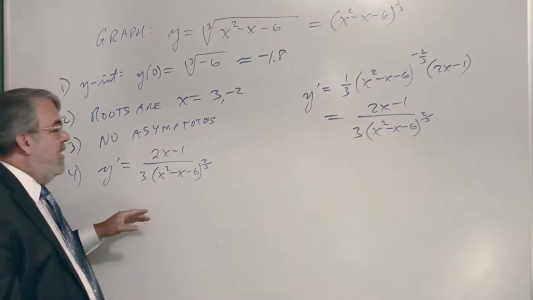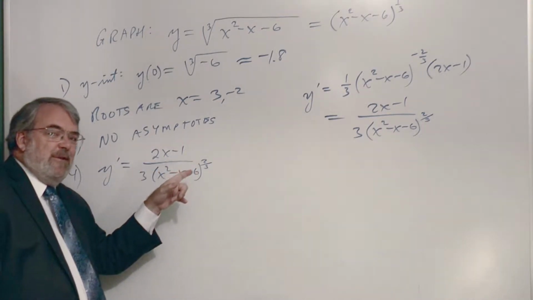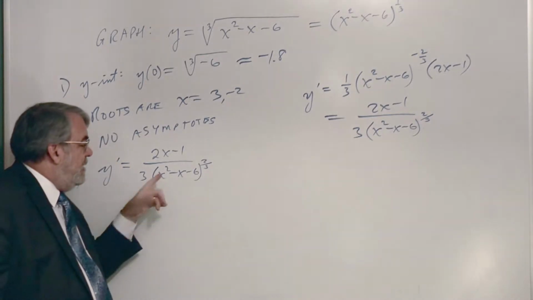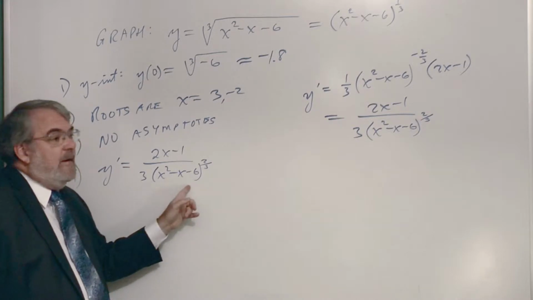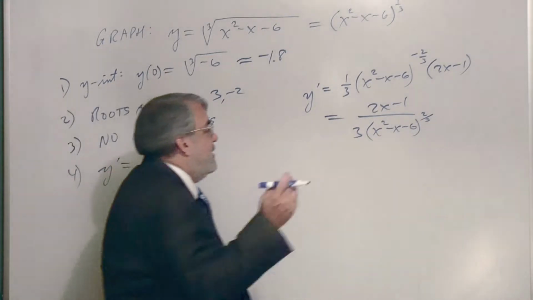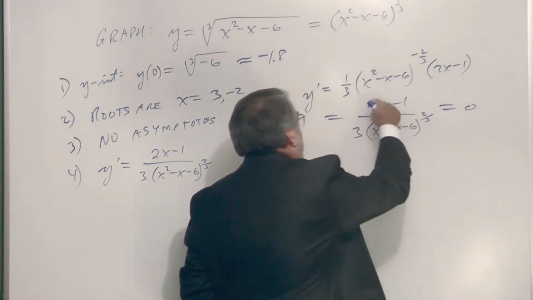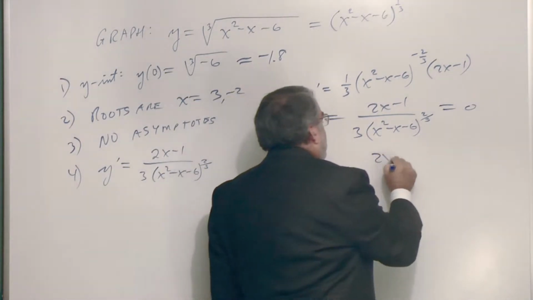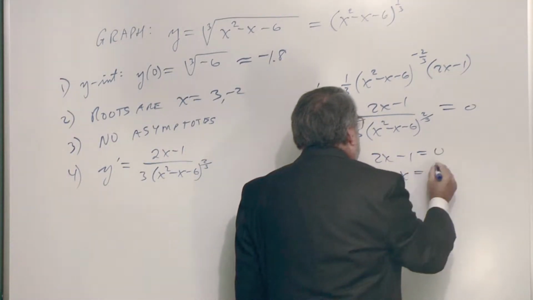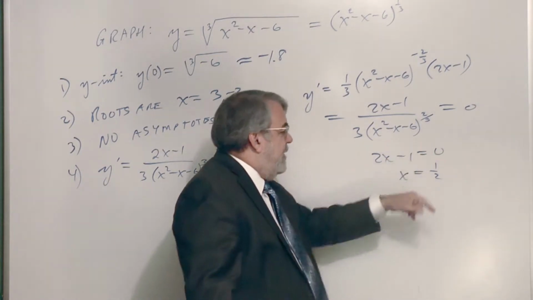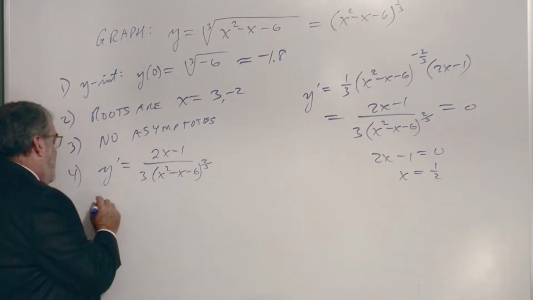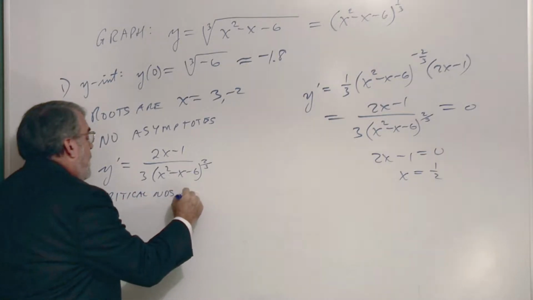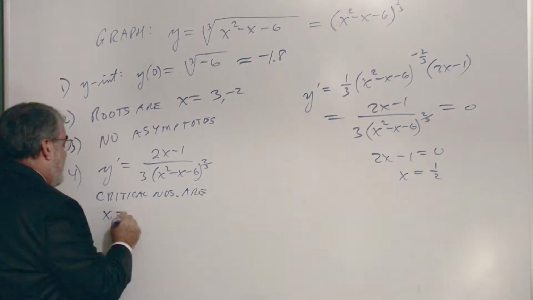The critical numbers are where either the first derivative equals 0 or where it's undefined. And it will be undefined because we have a denominator that can be 0. So anyway, if I set this equal to 0, then I'm solving the numerator. The numerator has to be 0, and so 2x minus 1 equals 0. x would be positive 1/2, right? Add 1, divide by 2. So the critical numbers are x equal to 1/2.